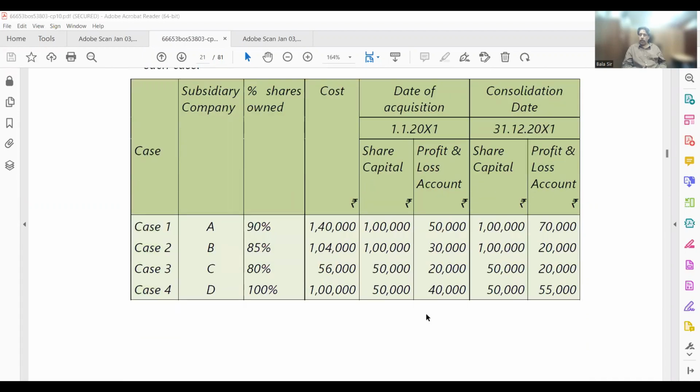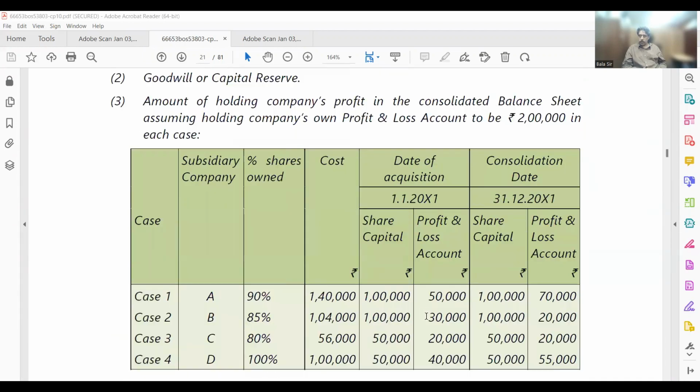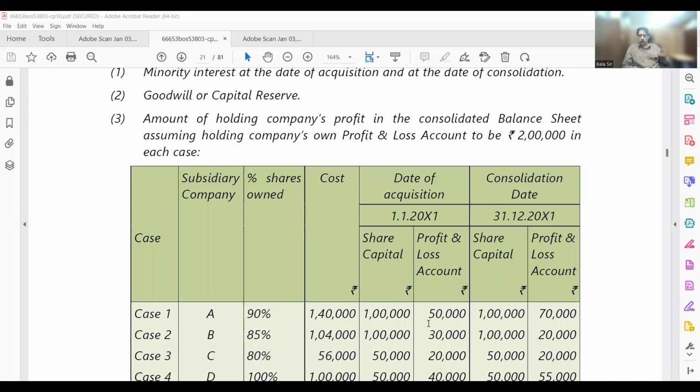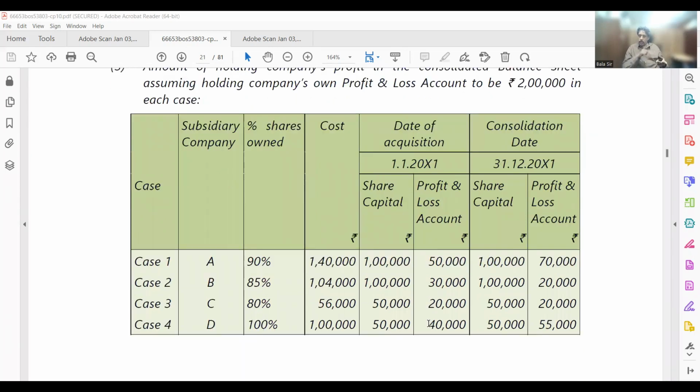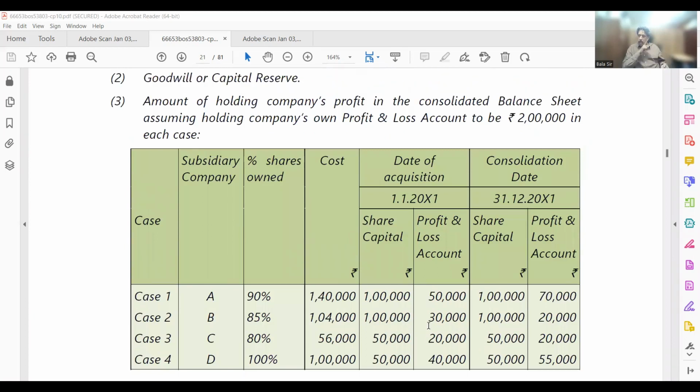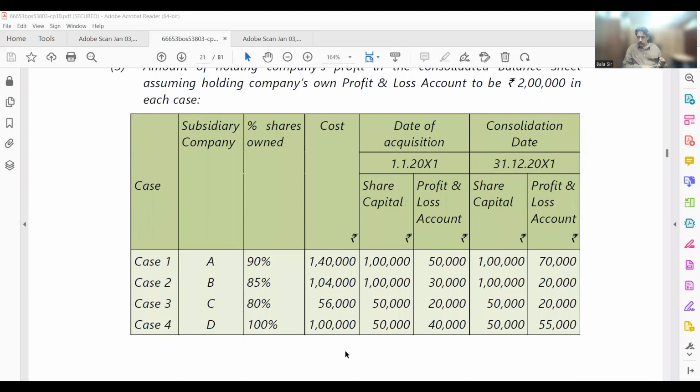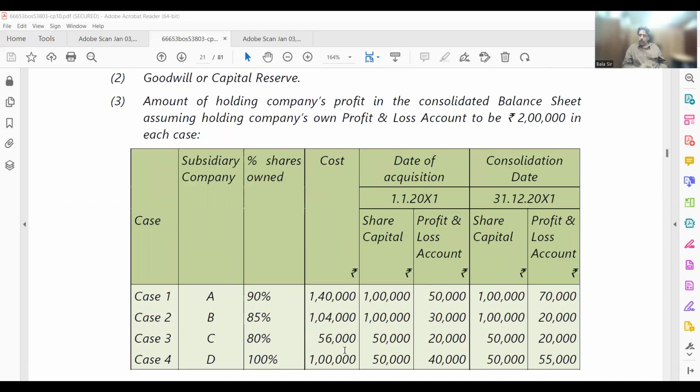How many subdivisions are there? 3. Each subdivision you have been asked to answer three things. One is to calculate the minority interest on two dates, on acquisition date and on consolidation date. Number two, find the goodwill or capital reserve. And number three, what will be the profit for the purpose of consolidation, where you consider the holding company's profits are 2 lakh rupees in each case and add the holding company share of post-acquisition profits.